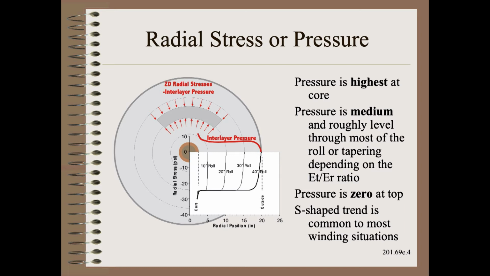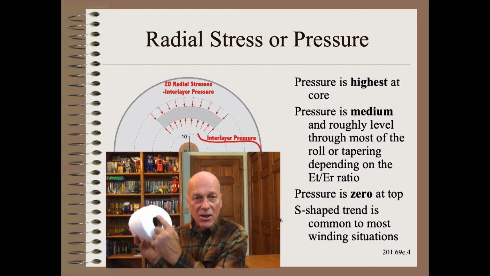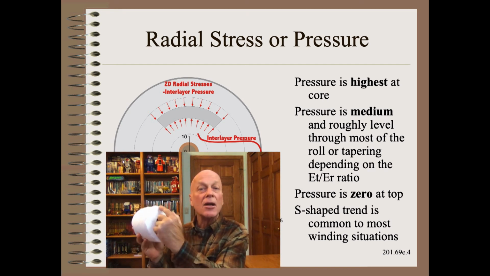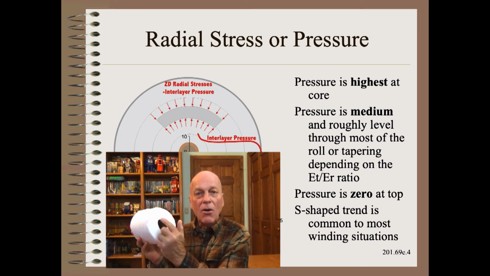This physics has been known analytically, experimentally, and observationally for more than half a century. It is a bit involved to cover that here, but we do so in quite a bit of detail in my winding book and my Web 101 winding short course. So, if the wound roll pressure is highest at the core, medium in the middle, and lowest at the top, the width will be widest at the core, medium in the middle, and lowest at the top.